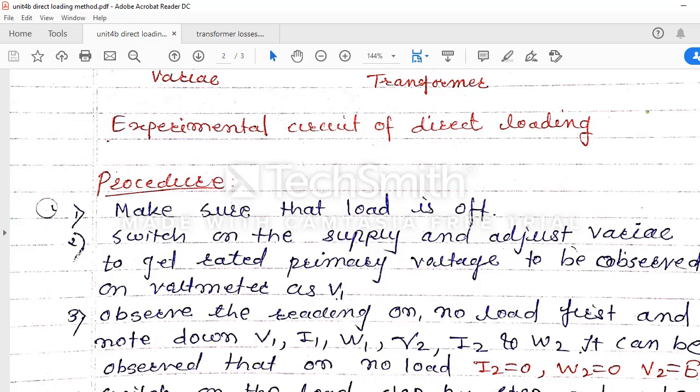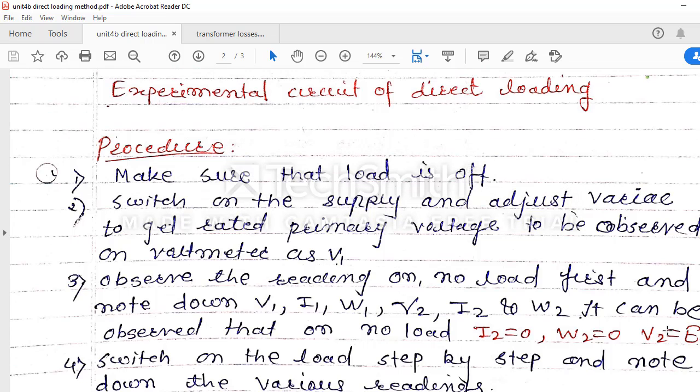No load is connected means what? We already discussed this in voltage regulation. No load is connected on the secondary side means current I2 will be 0, so W2 is also 0. And what is the terminal voltage? The terminal voltage is equal to the induced EMF, that is E2. So you can see here that on no load I2 is equal to 0, W2 is equal to 0, and V2 is equal to E2. Now switch on the load step by step and note down the various readings.